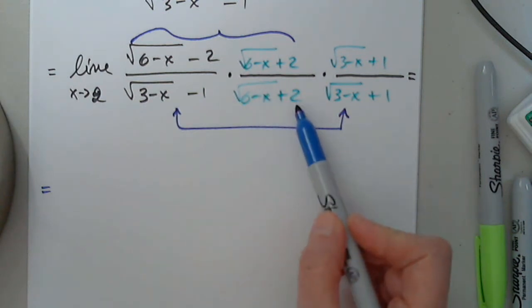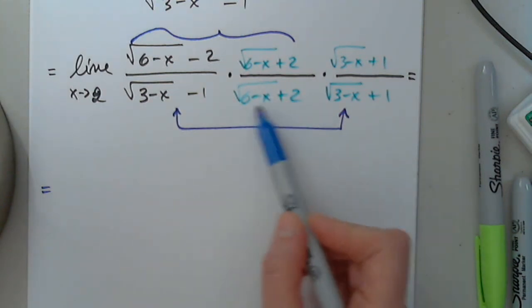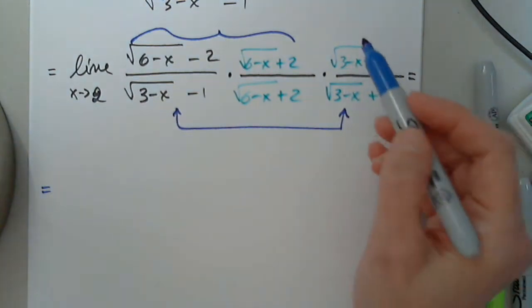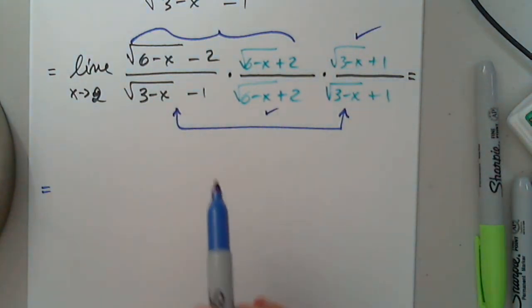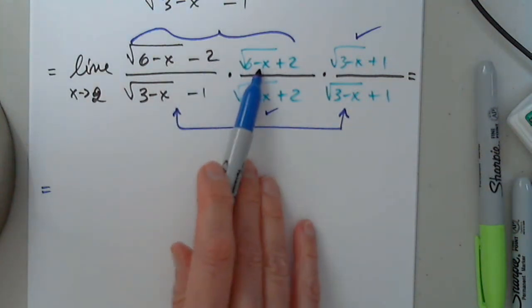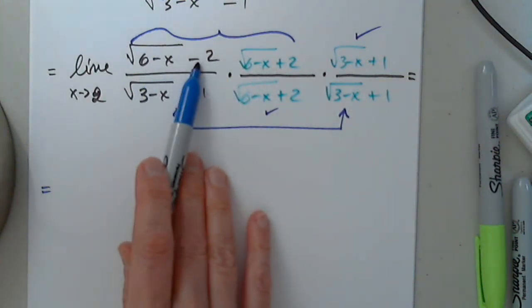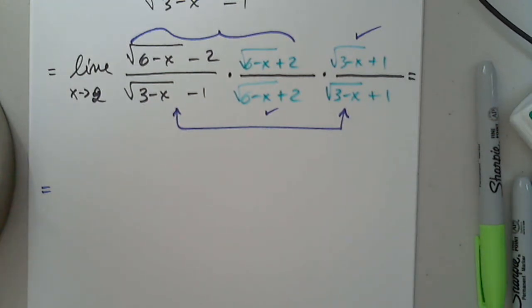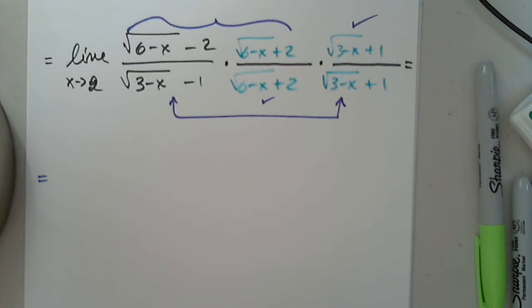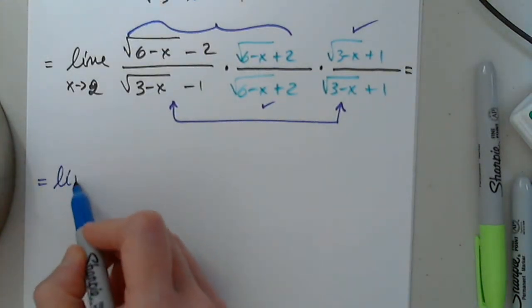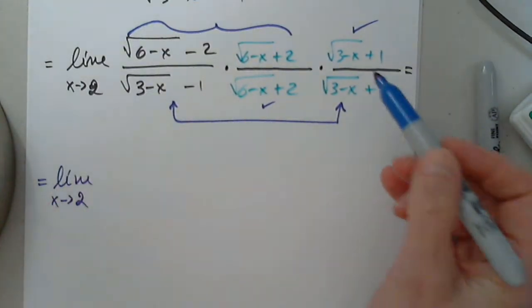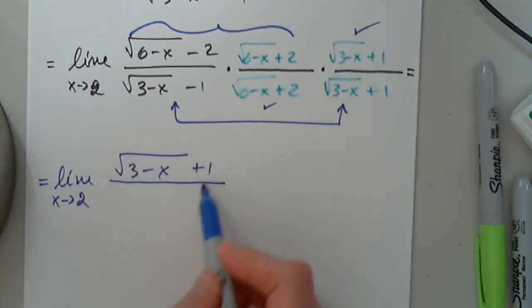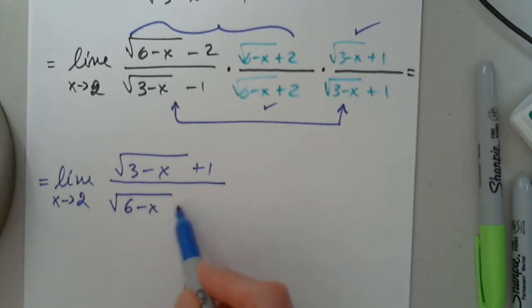This is the square root of 4 plus 2, so 2 plus 2. This is 4. This is not a problem. This is 1 plus 1, which is 2. So these are fine. But I have to get rid of this problem, because this is the 0. And this is the 0 as well. Right? So that's the problem here. So limit as x approaches 2, I'm going to write these two in front: the square root of 3 minus x plus 1 and the square root of 6 minus x plus 2.